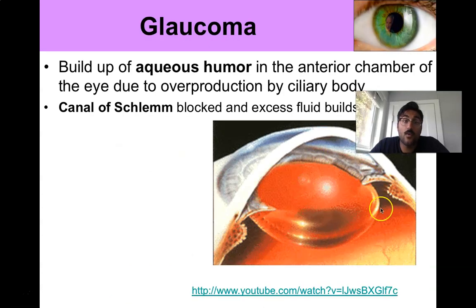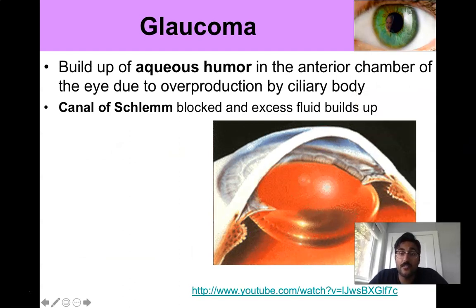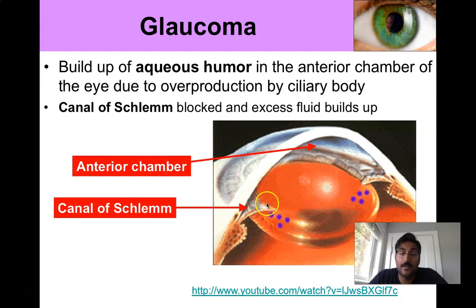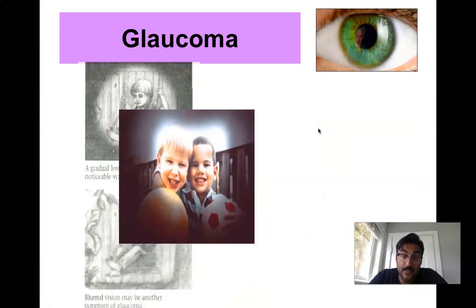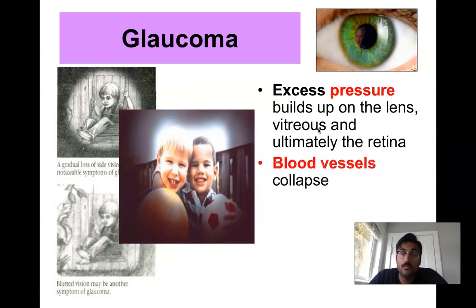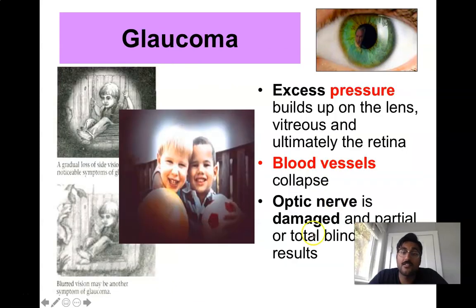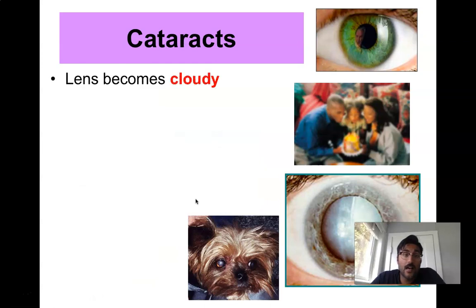Glaucoma is when the aqueous humor, that stuff underneath the cornea, builds up in excess because the duct that's supposed to take the excess away is blocked. Then you have this higher pressure building up on your lens, and it can cause blindness very quickly. The pressure builds up, and you have blindness due to the optic nerve being severely damaged by that pressure.